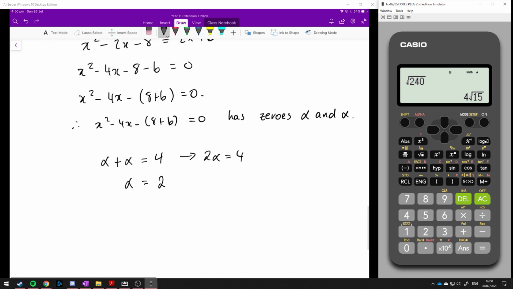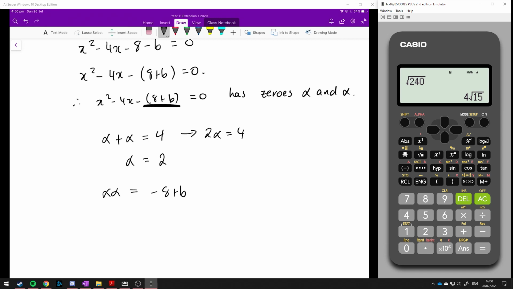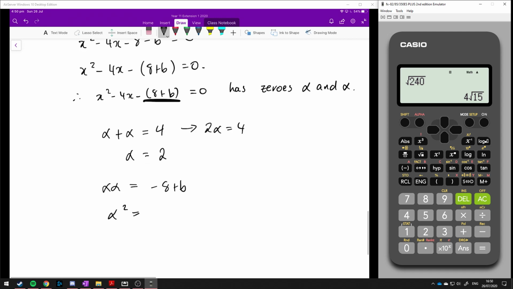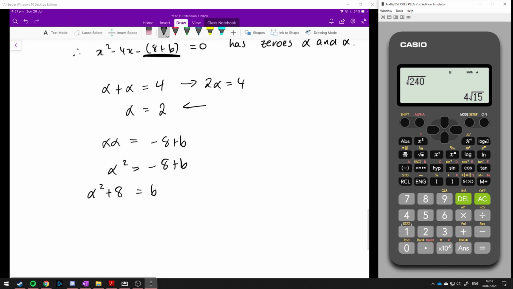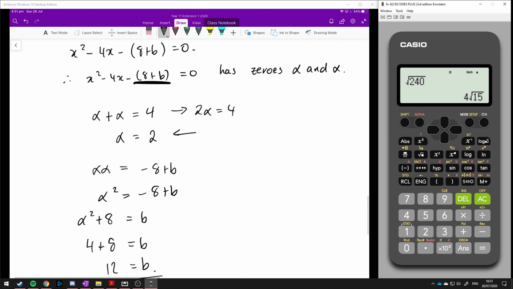So that is using this part here. So alpha squared is equal to c over a, so it's minus 8 plus b. Now we already know that alpha is equal to 2 from using the sum of the zeros. So alpha squared is equal to minus 8 plus b. So alpha squared plus 8 is equal to b. Now alpha is equal to 2, so 4 plus 8 is equal to b. So 12 is equal to b. And that should give us our value for b, which makes this equation true.